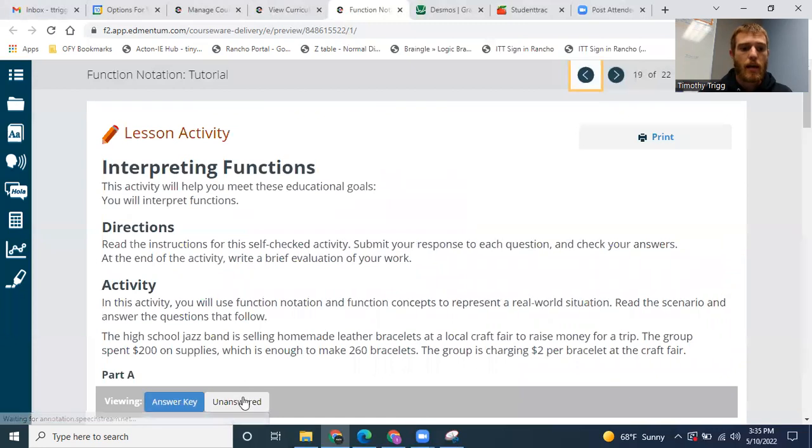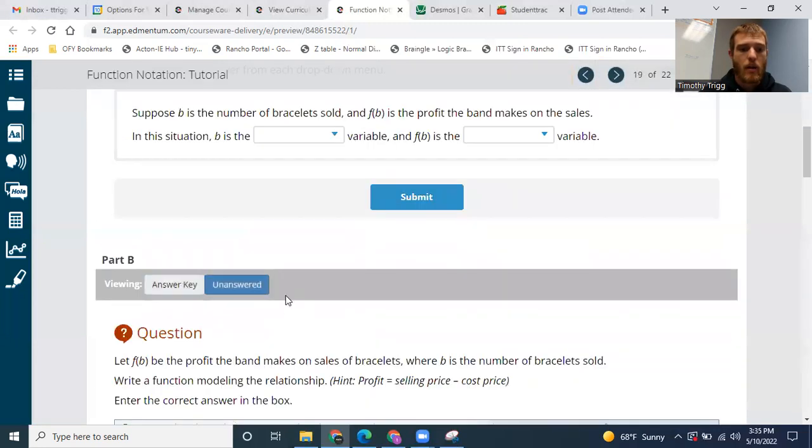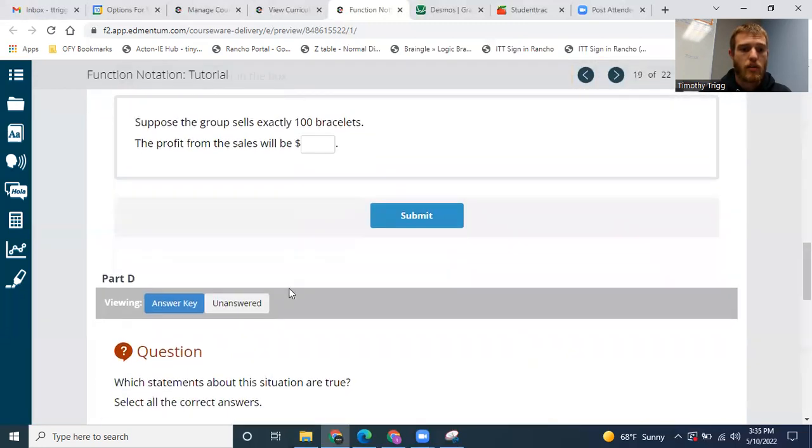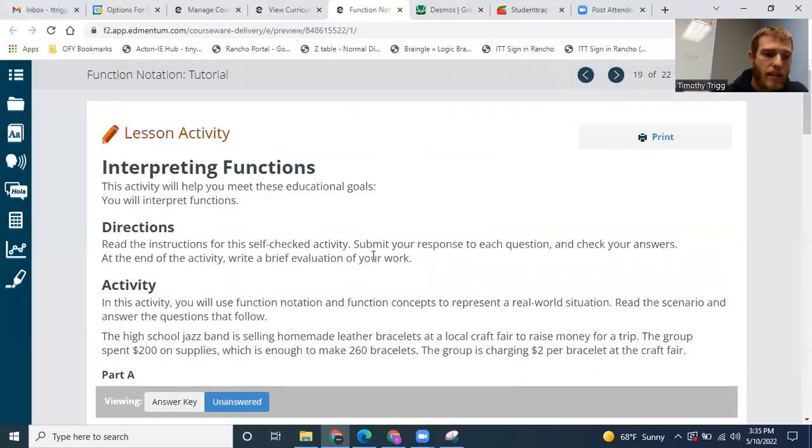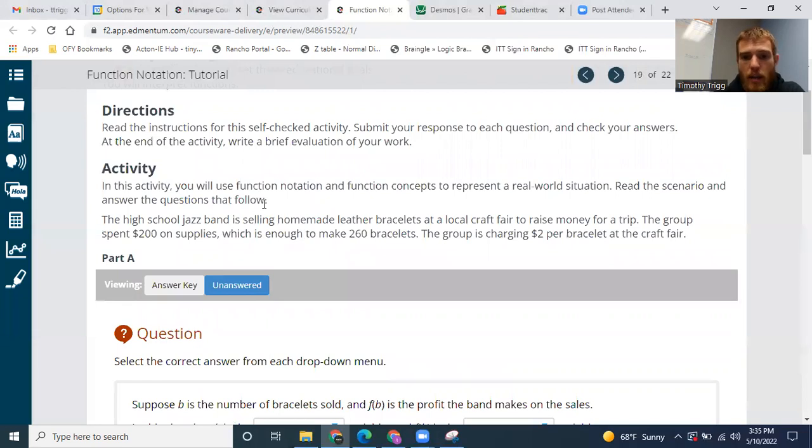Page 19, they stop us here again. I'll put these all as unanswered. Unanswered, great. Okay, activity.